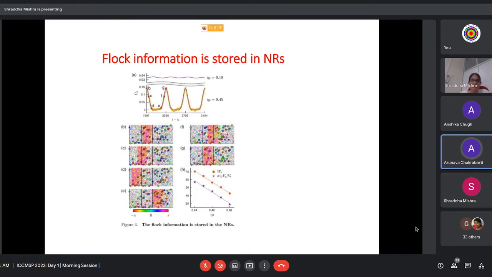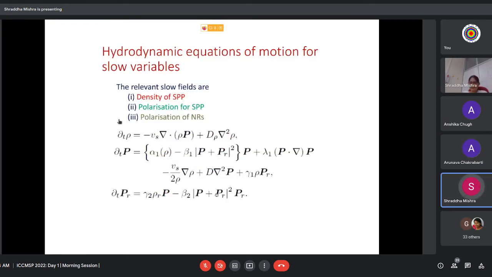Yes, sure. I will not go into detail of these hydrodynamic equations, but we also verified these results using the hydrodynamic equations of motion. We wrote the equations for the density of particles, the polarization or velocity of SPPs, and now my rotators can also reorient. They also have an orientation order parameter. The coupling of rotators to the particles is given by gamma 1, and the coupling of particles to the rotators is given by gamma 2.